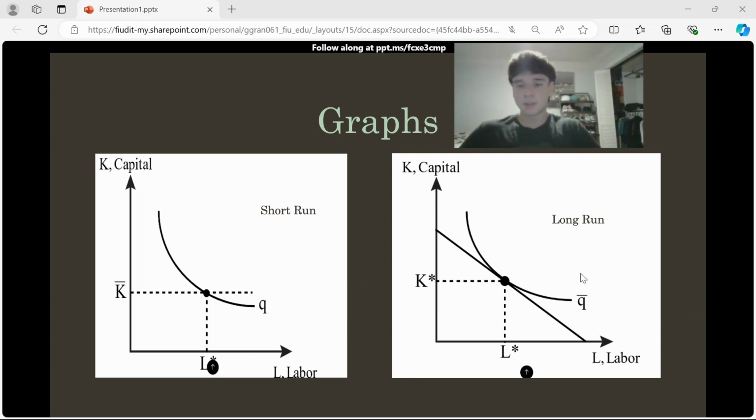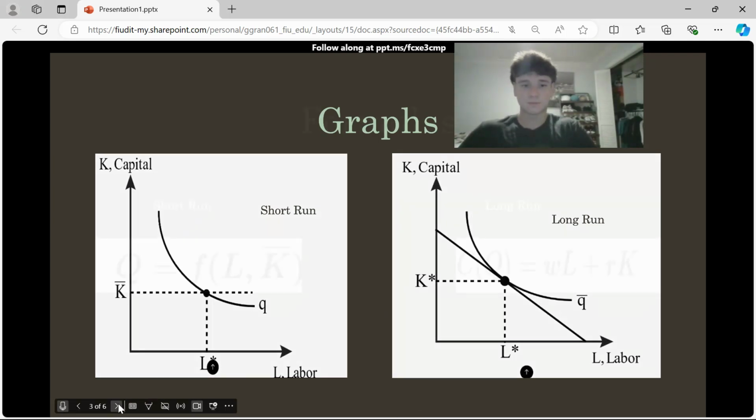In the long run, we could change both the amount of labor and the amount of capital. So this line right here, which I'm going over with my cursor, is a baseline for labor and capital. We're trying to find an equilibrium in which we're making the most amount of money. So we just have to focus on that, to be honest.